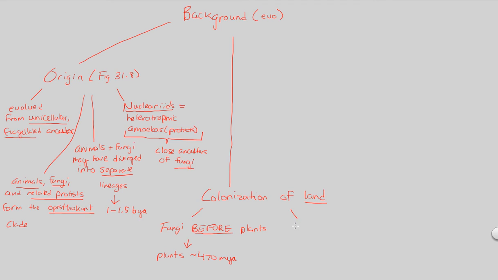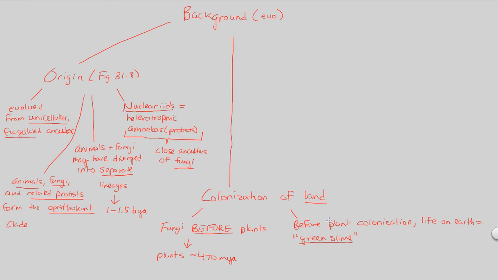Now, another point to remember is the following. Before plant colonization, aka the colonization that the fungi did, before the plants colonized land, life on Earth, the planet we live on, was usually referred to as the green slime Earth. This is the term you might hear. It was a green slime Earth.